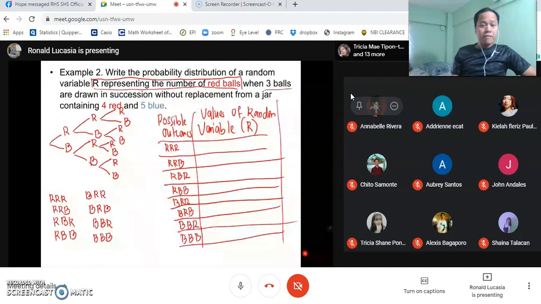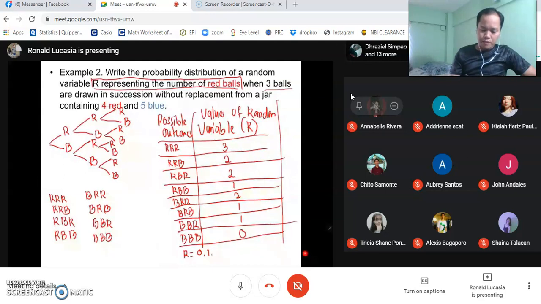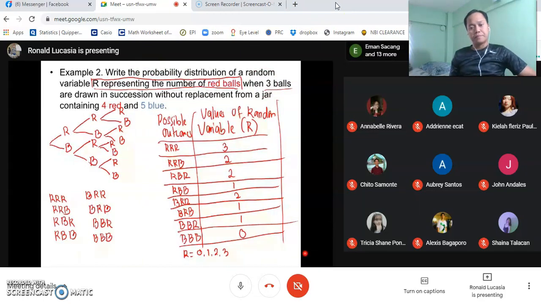So the values of the random variable here, we're only concerned with red because that is our random variable. So there will be 3 red here. There will be 2, 2, 1, 2. Am I correct? That's 2, yeah. This one is 1, 1, and then 0. So the values of the random variable, which is R, is 0, 1, 2, 3. Clear?